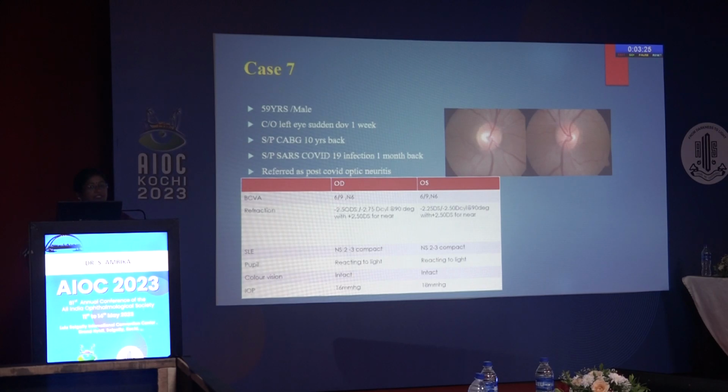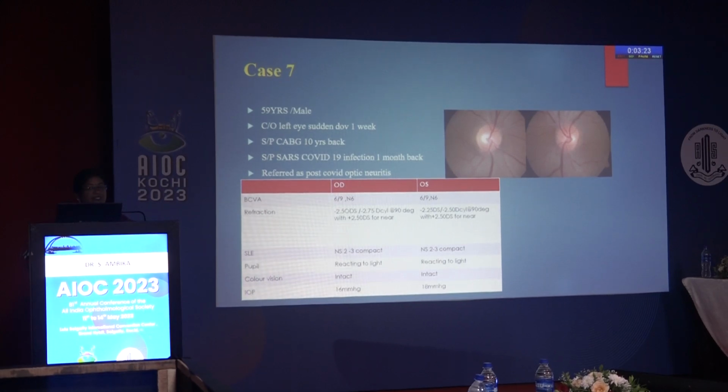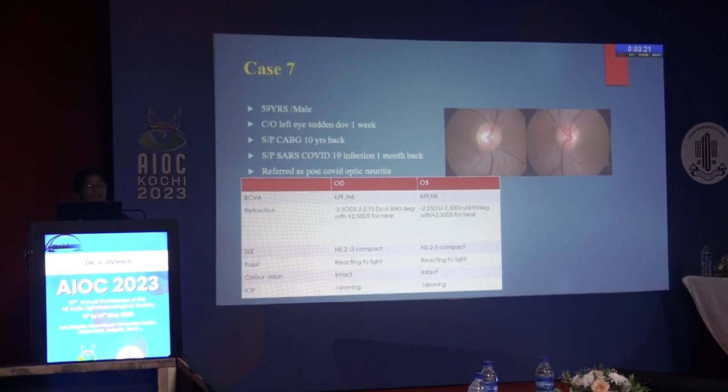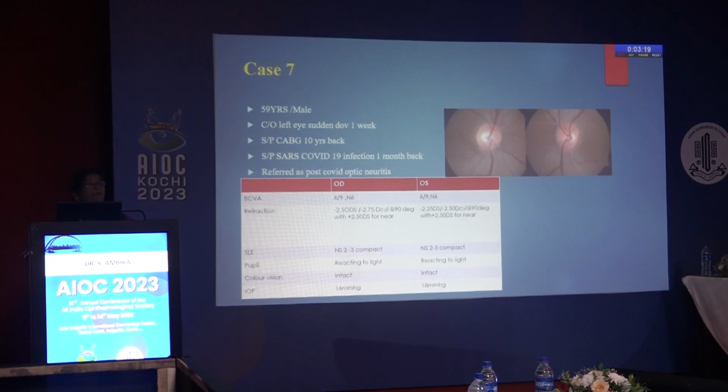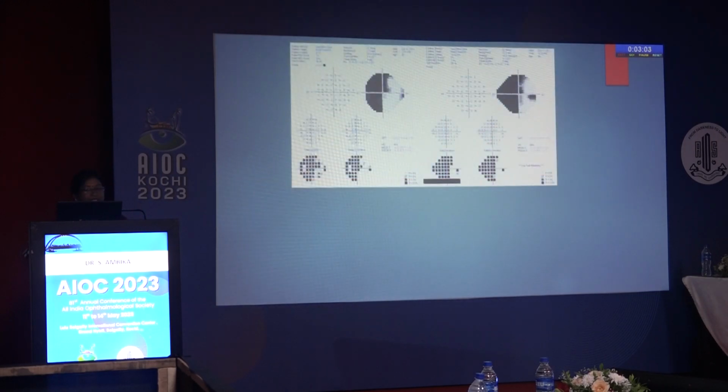And this is again a 59-year-old male who had a sudden drop in vision in the left eye post CABG, and surprisingly after pandemic or while pandemic, everything was related to COVID. So post-COVID optic neuritis was the diagnosis what this patient came to us with. So his vision was better, but he said that his field did not recover after the steroid treatment. And when we saw the fundus, it was like this.